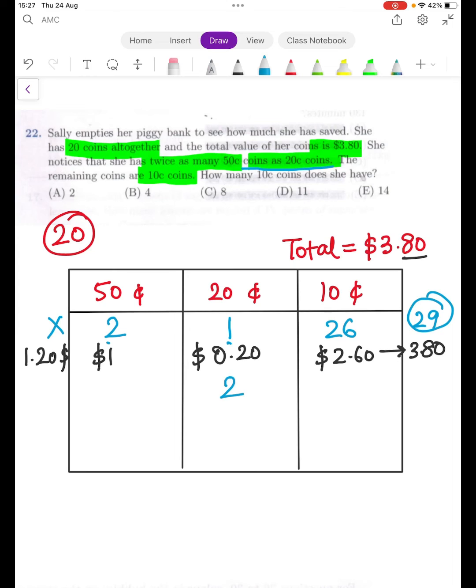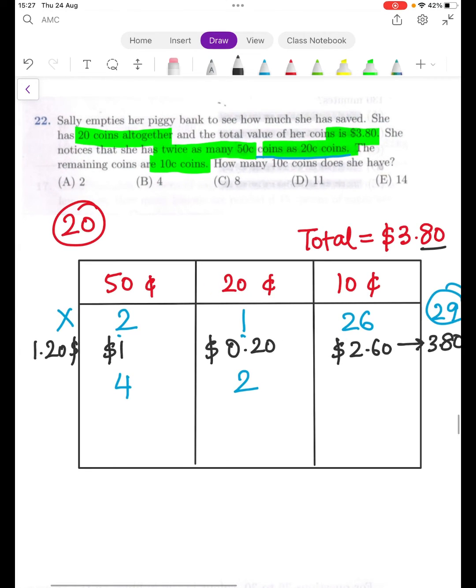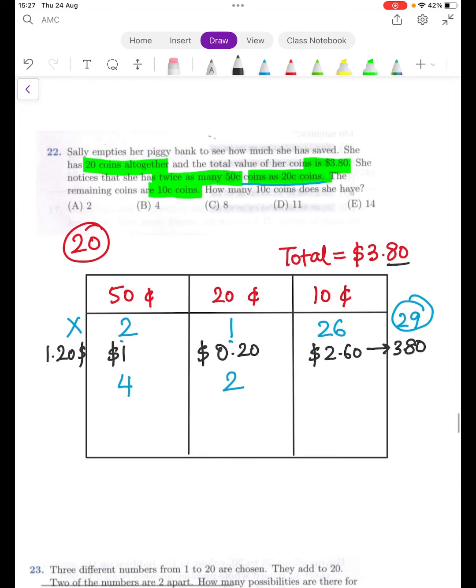Let's try another possibility. If she has two 20-cent coins, that means she must have four 50-cent coins. Let's think about the value. If she has 4 coins of 50 cents, that amounts to $2, and 2 coins of 20 cents amount to 40 cents. So that is 2.40. That means we need 1.40 more in order to make a total of 3.80. So that means she needs 14 more coins.